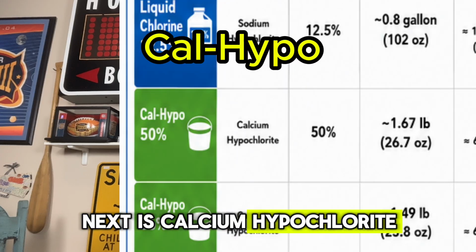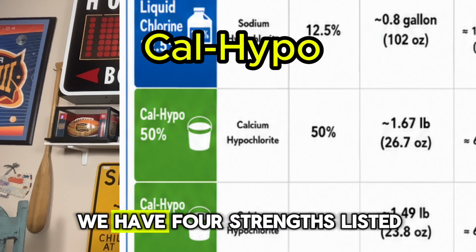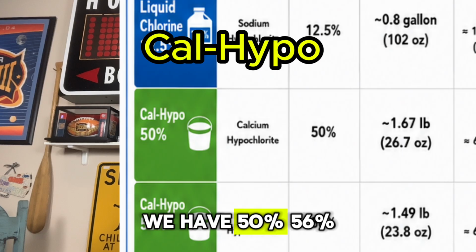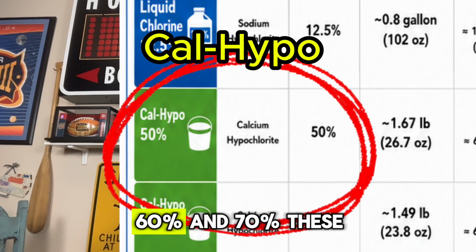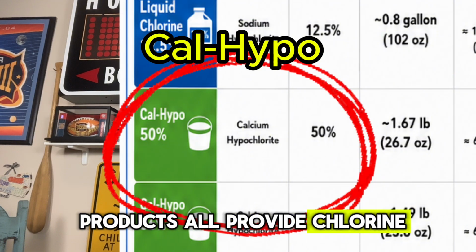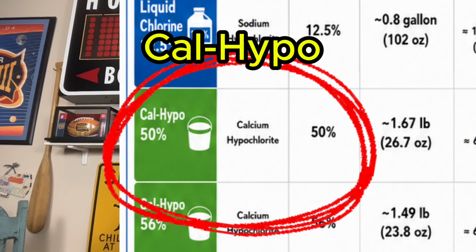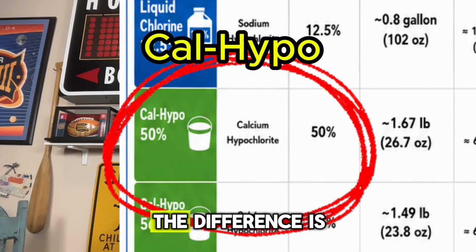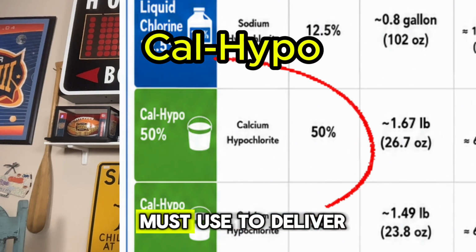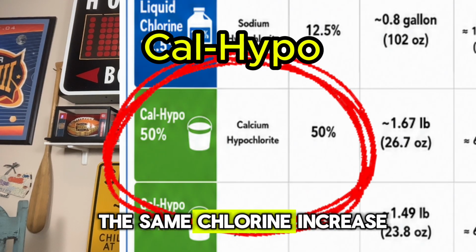Next is calcium hypochlorite, or Cal-Hypo. We have 4 strengths listed. We have 50%, 56%, 60%, and 70%. These products all provide chlorine. They all add calcium. They do not add CYA. The difference is how much product you must use to deliver the same chlorine increase.